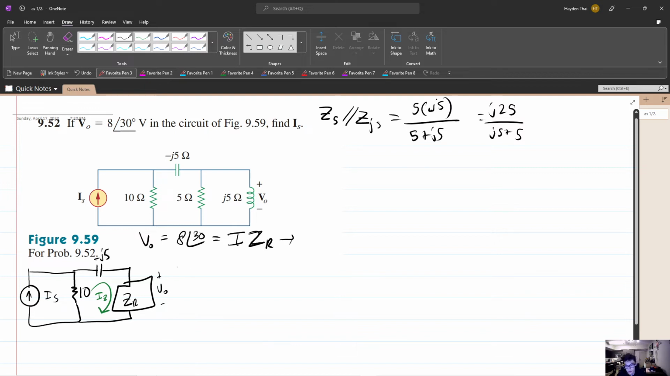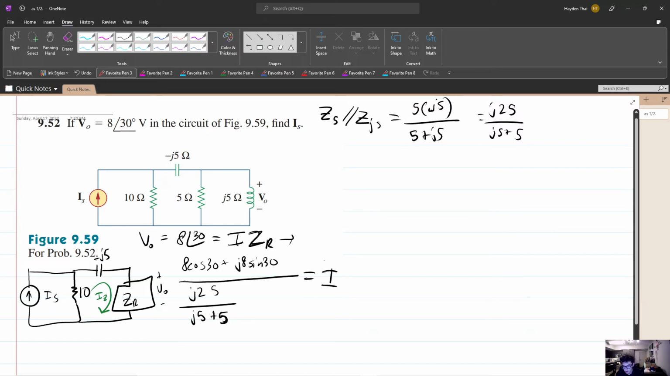Okay, so we have 8 cosine 30 plus J8 sine 30 over ZR, right? We have that all over that right impedance because we're doing Ohm's law right here. Oh yeah, J25 over J5 plus 5, right? Yep, there we go.